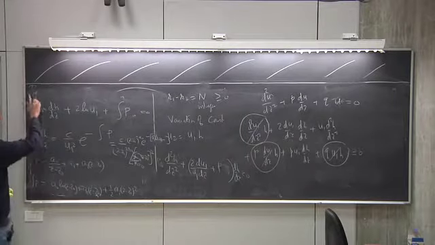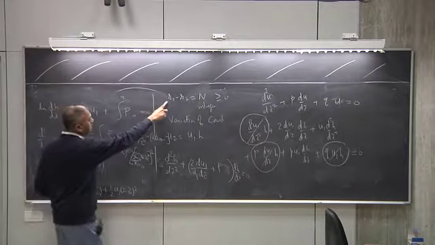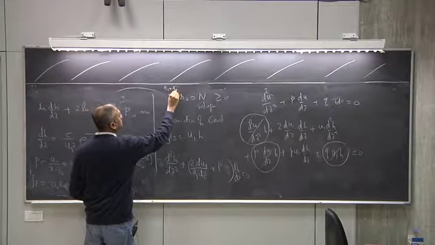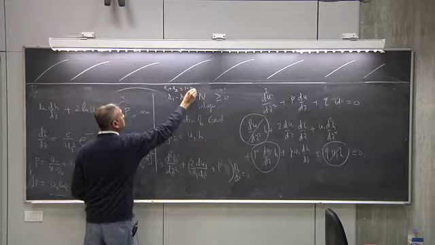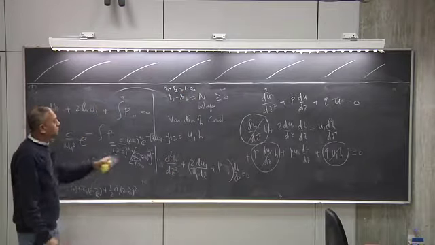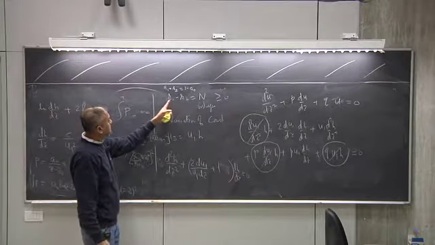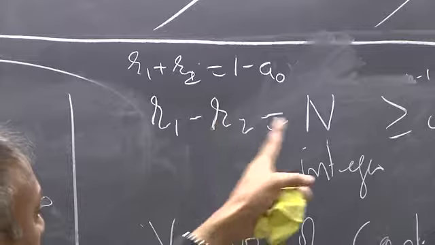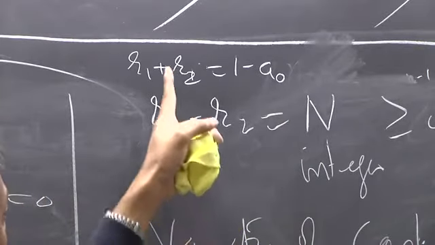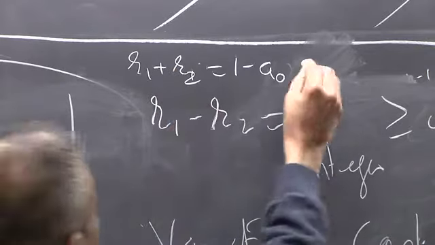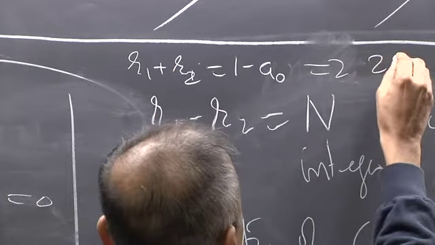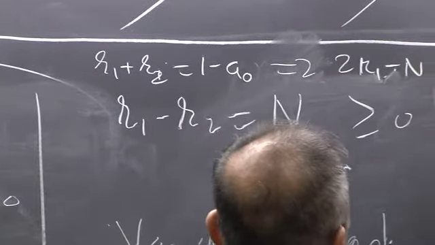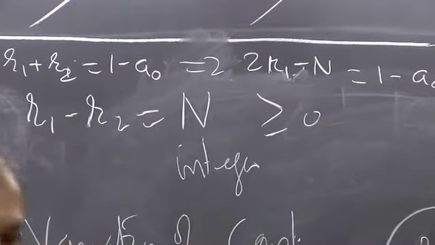But remember, what was R1 plus R2? R1 plus R2 was 1 minus A0, right? So if I plug this in here, R2 therefore is R1 minus n. R2 is equal to R1 minus capital N. Plug that in here. So this equation is simply 2R1 minus n equal to 1 minus A0, right?